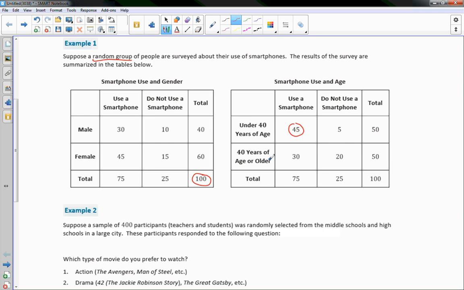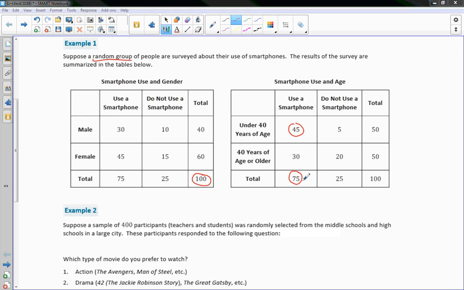Okay, and you can always use percentages to determine that. This is 75 out of 100. So 75% of the population use smartphones because it's 75 out of 100. But 45 out of 75 were under 40 who use a smartphone. And these are different values that we can get.